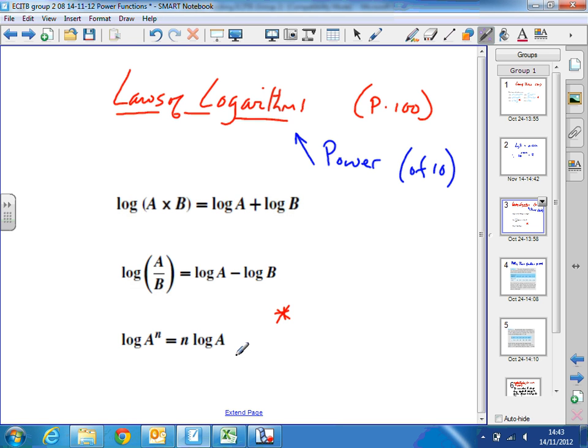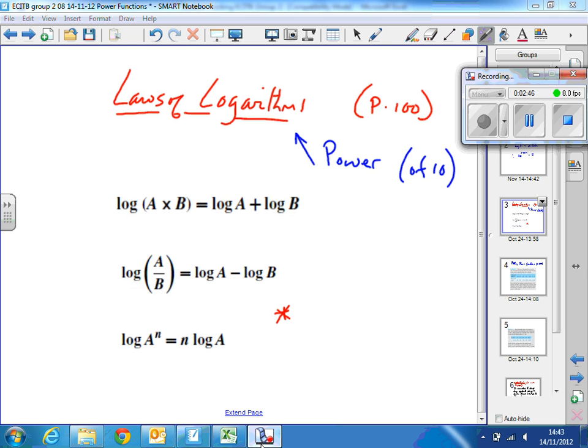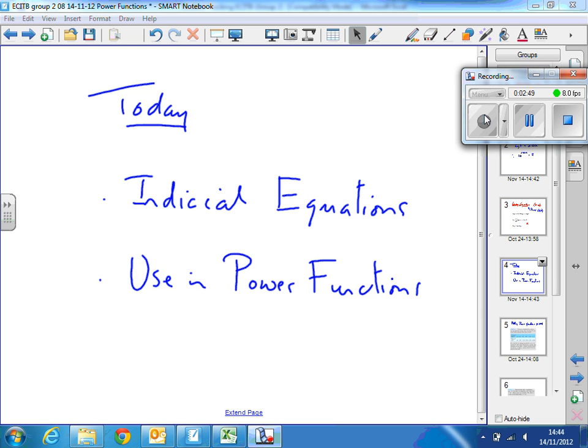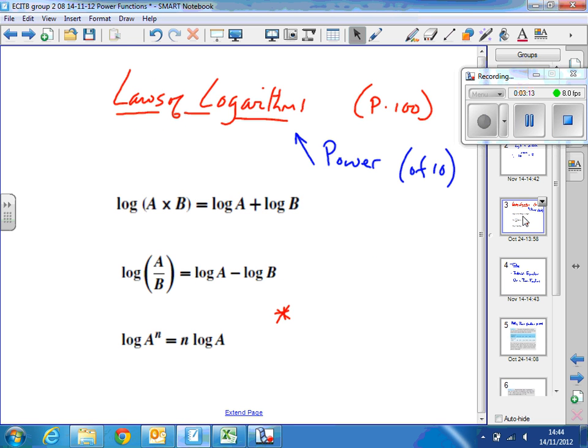So today we're going to look at those two things. Solving indicial equations. We'll look at what an indicial equation is and look at some examples. And the use of these logarithms in power functions. I've included this bit because it follows on directly from the work on indicial equations and these laws of logarithms that we've quoted.